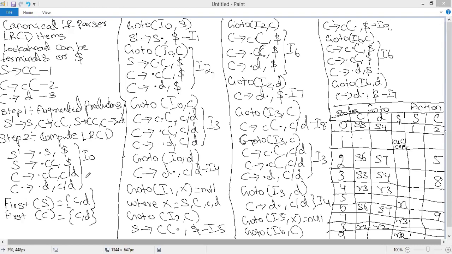Then go to of I naught comma D. Before this D dot is there. So go to of I naught comma D gives C tends to D dot comma C or D. So it belongs to the state I4.